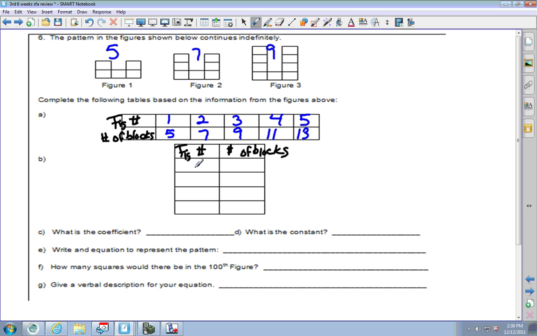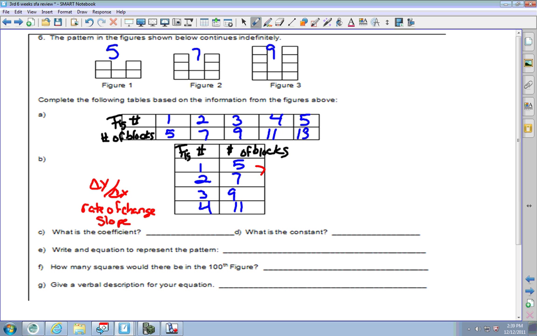So I have 1 and 5, 2 and 7, 3 and 9, 4 and 11. Now it says, what is the coefficient? What's another name for the coefficient? Starts with an S. Slope. What's another one? Starts with an R. There's a phrase. Rate of change. And delta y over delta x.